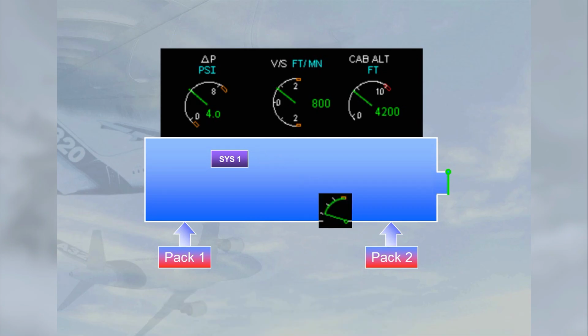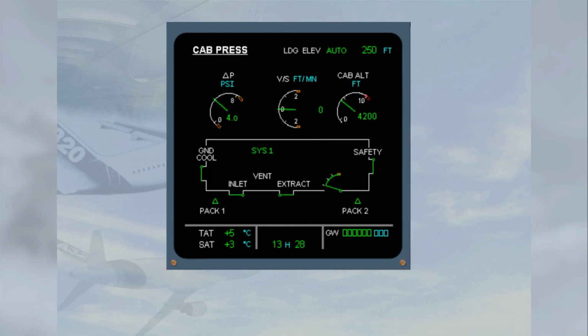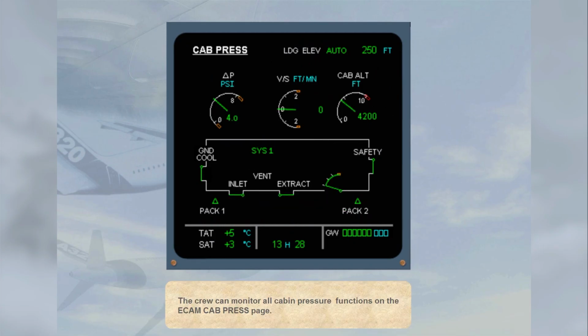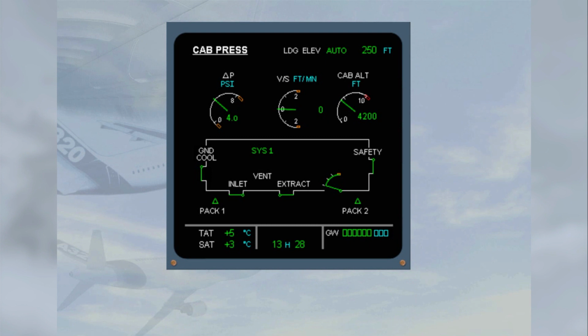The crew can monitor all cabin pressure functions on the ECAM cabin pressure page. Let's look at the information associated with the pressurization system that is presented on the cabin pressure page. The pack indication is displayed green when the associated pack is on. The outflow valve position can be monitored and the system controller in use is shown. There is a single indication for the safety valves. We will look at how this indication changes in the abnormal operation module.